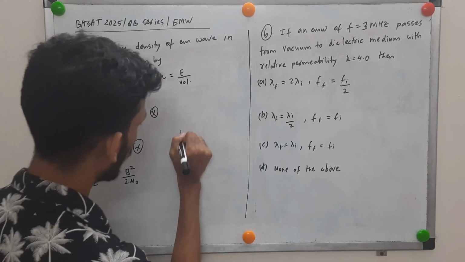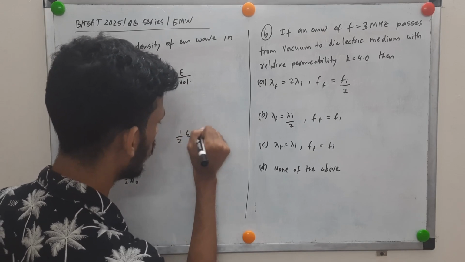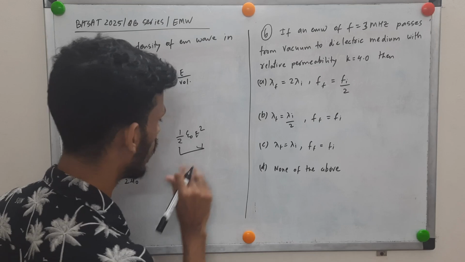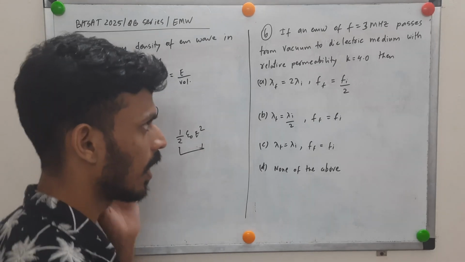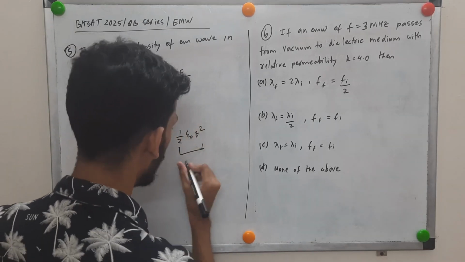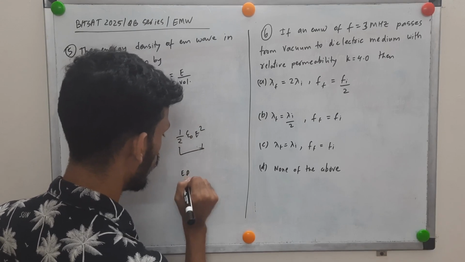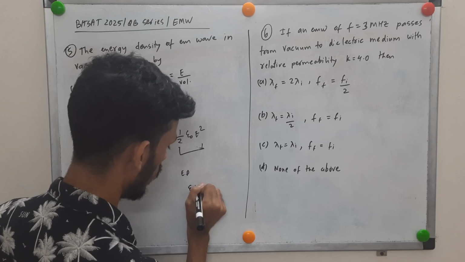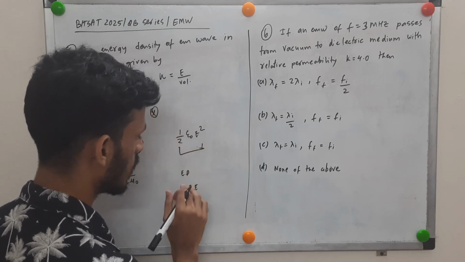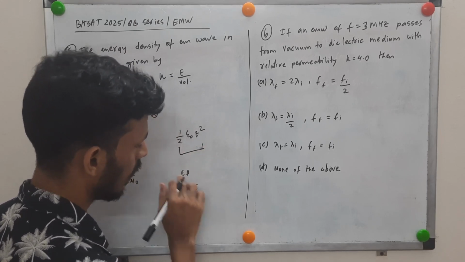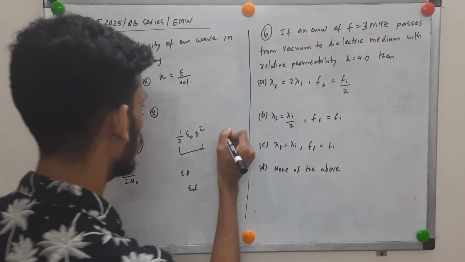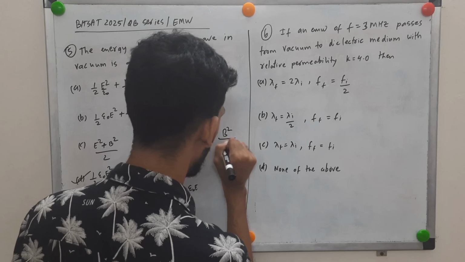And the formula itself says this is the electric part, half epsilon naught E square. Actually it's half E into D. So D is what? Epsilon naught E, right, for vacuum. So it becomes epsilon naught E square, right? And the magnetic part is B square upon 2 mu naught.